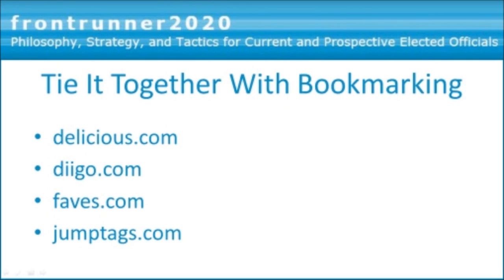A couple of the more popular bookmarking sites include Delicious.com, Diigo.com, I don't know how to pronounce it, I've only read it, Faves.com, and JumpTags.com. Note that you can also bookmark to social media sites like Facebook and Twitter. It's a similar process, but with Facebook and Twitter, your bookmarks are shared with your network.